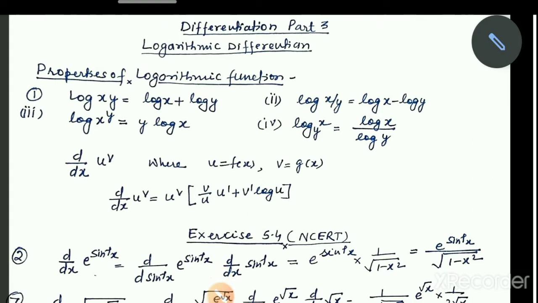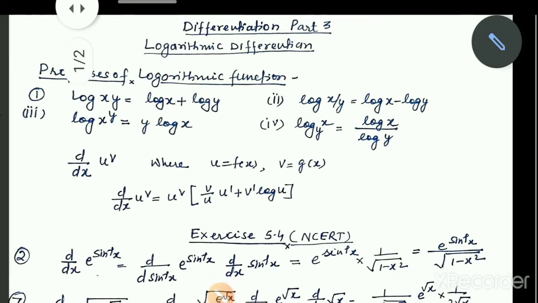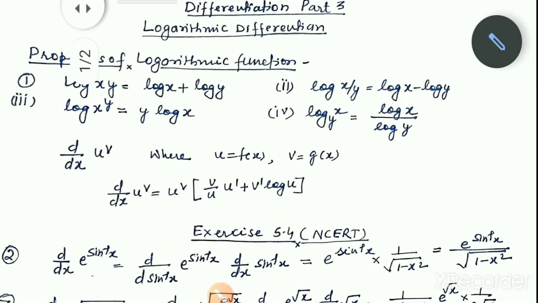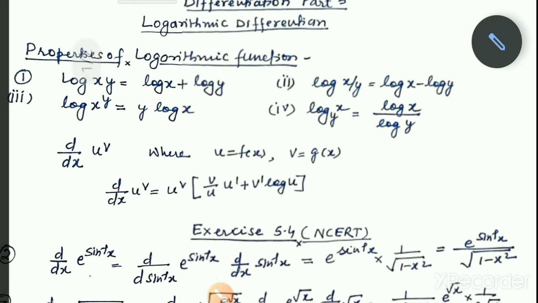Today I am here with differentiation part 3, and in this section we are going to learn differentiation of exponential function and differentiation of logarithmic function. So be ready. First we shall discuss properties of logarithmic function.